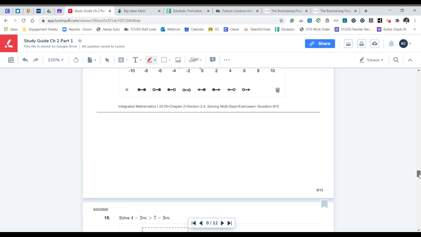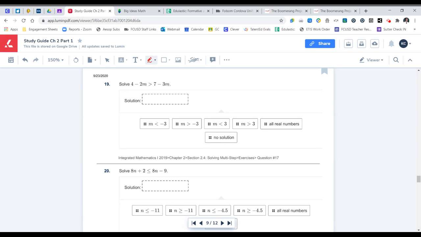Okay, 19. All right, first, I'm going to start adding. I'm going to add the 2m to both sides because I want the m to just be on one side. If you added 3m, that's fine. Either way will work. If I did it correctly, I would get 4 is greater than 7.